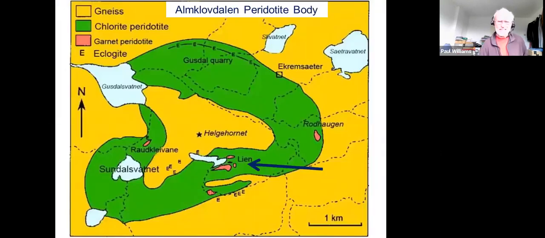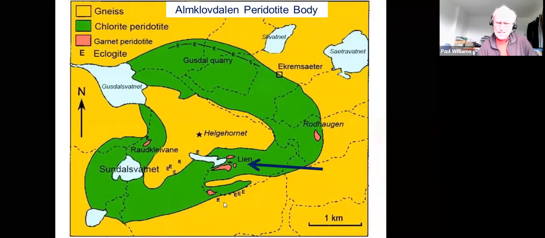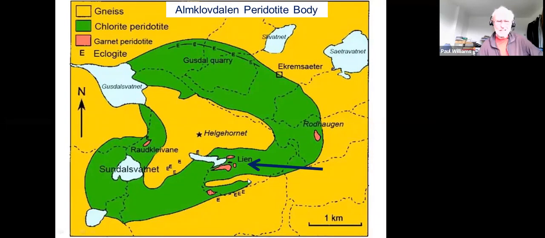Right, well, that's the Gusdal exposures. We're now going to move on to these exposures down here in Leon. And well, you can look at the key here. It is obvious that we have some garnet peridotites in here as well. So we'll expect to be seeing garnet in here as well.